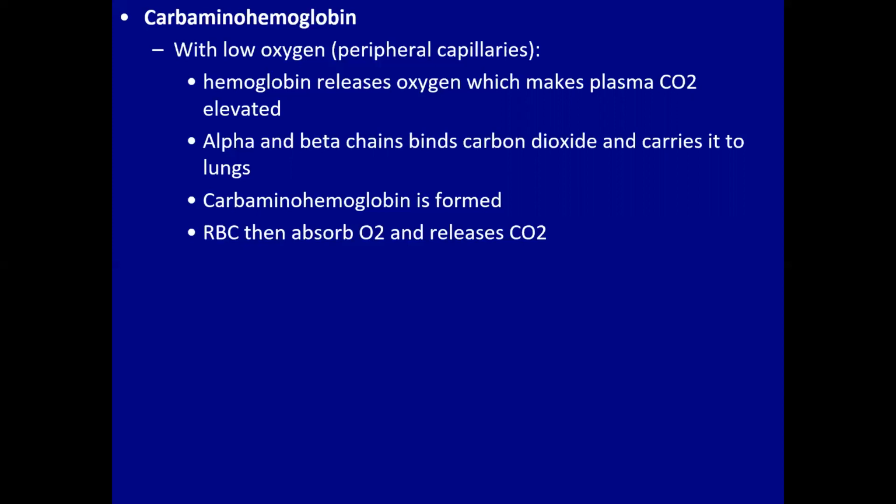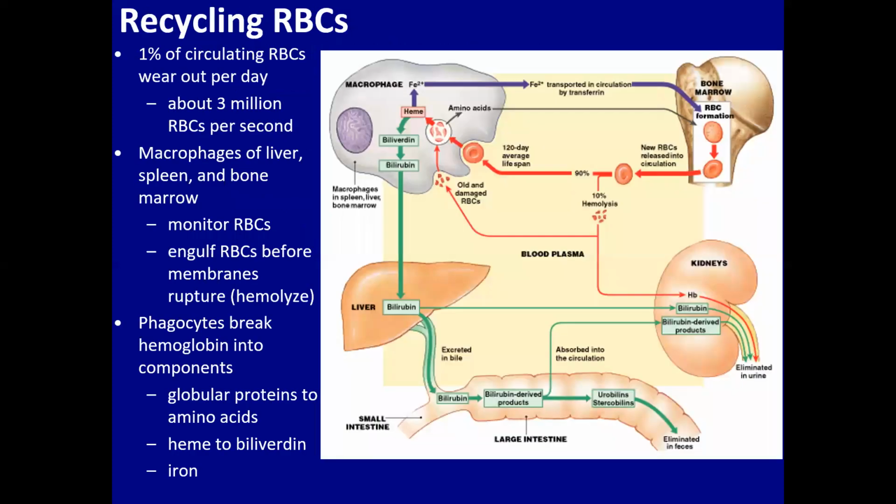When that happens, you have this carbaminohemoglobin that's formed. Your red blood cells will then absorb the O2 and release the CO2, right? This can happen to a person when they're in an area of high elevation because your body's trying to keep as much oxygen as it can. So as we've talked about before, your body is incredibly efficient.